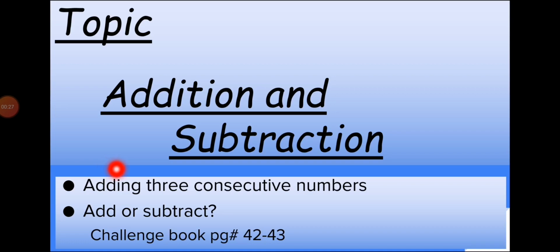On the first page, we will add three consecutive numbers, odd, even, and odd, or even, odd, and even. And we'll get the answer. Check out, is the answer even or odd? On the second page, we will make number sentences of addition and subtraction.